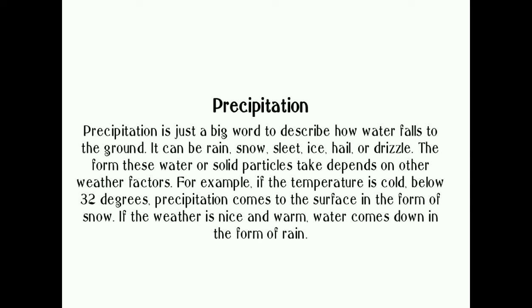Next is the precipitation. Precipitation is just a big word to describe how water falls to the ground. It can be rain, snow, sleet, ice, hail, or drizzle. The form these water or solid particles take depends on other weather factors. For example, if the temperature is cold, below 32 degrees, precipitation comes to the surface in the form of snow. If the weather is nice and warm, water comes down in the form of rain.